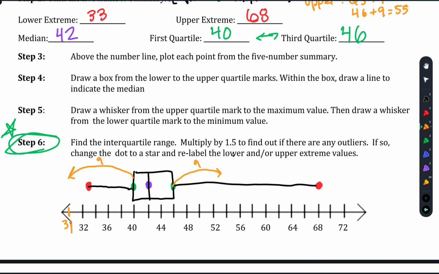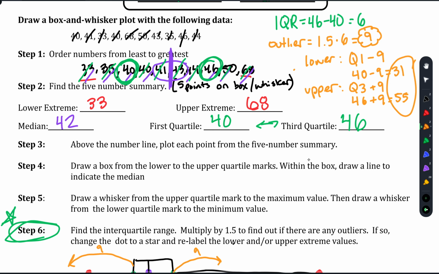So then look at my data. If I look at my numbers in order, do I have anything below a 31? No, because my lowest number is 33. Do I have anything greater than a 55? That number 68, that's greater than my limit, so I know that this is an outlier. Oh gosh.